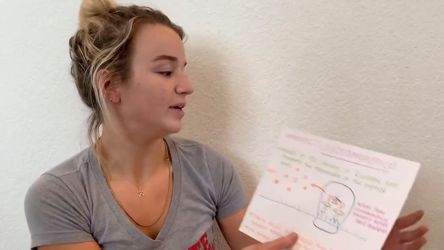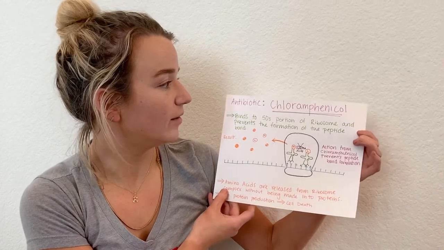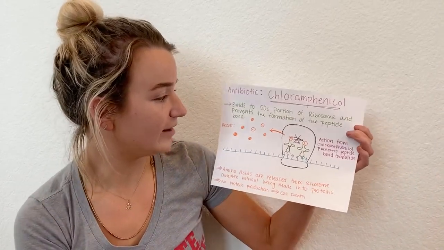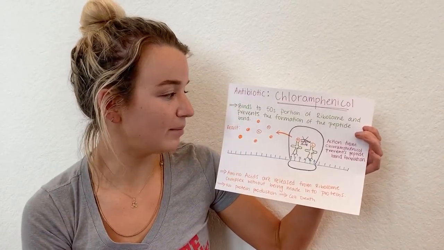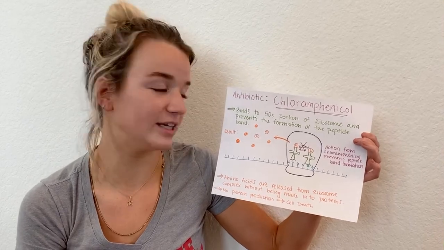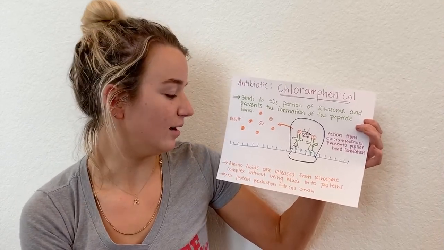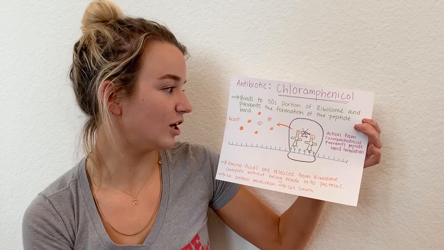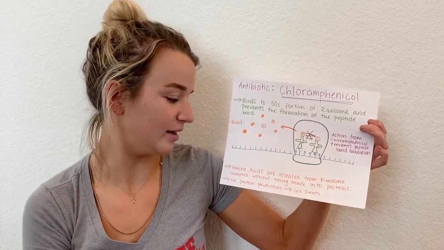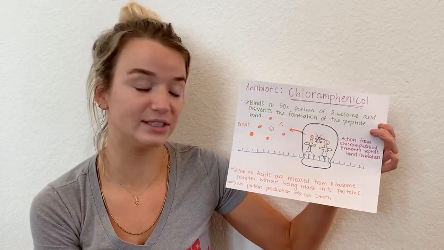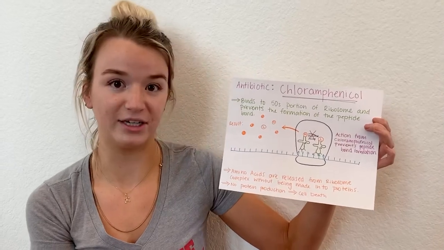Another example would be the antibiotic chloramphenicol, and this just prevents the peptide bond from forming between adjacent amino acids, allowing it not to make a chain and causing no proteins to be produced and causing the bacteria or cell to die.